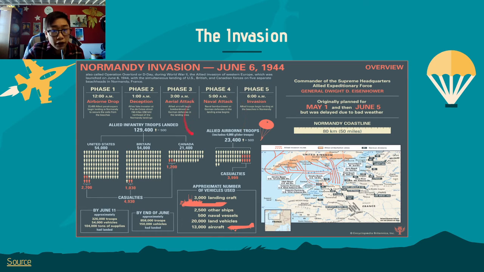Phase 4, at 5 a.m., is going to be the naval attack, in which naval bombardment on German defenses in the landing area begins. And in Phase 5 at 6 a.m., we have our actual invasion. Allied troops begin landing at the beaches in Normandy. However, this was originally planned for May 1st, but was delayed to June 5th due to, again, bad weather. Normandy's coastline is a total of 80 kilometers or 50 miles.